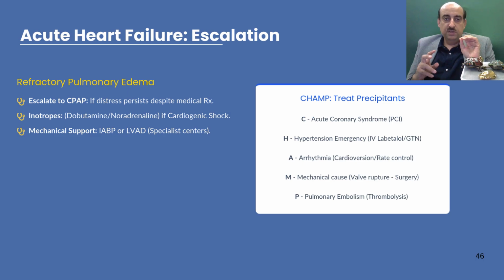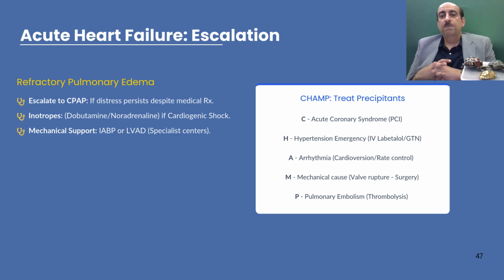In terms of the refractory pulmonary edema to medical treatment, again, non-invasive ventilation we discussed, like CPAP, will be crucial. Inotropic support for cardiogenic shock may be indicated if it's primarily a cardiogenic shock. Mechanical support like intra-aortic balloon pump or left ventricular assist devices, again, if it reaches that point, the patient will likely be in the coronary care unit or CICU.